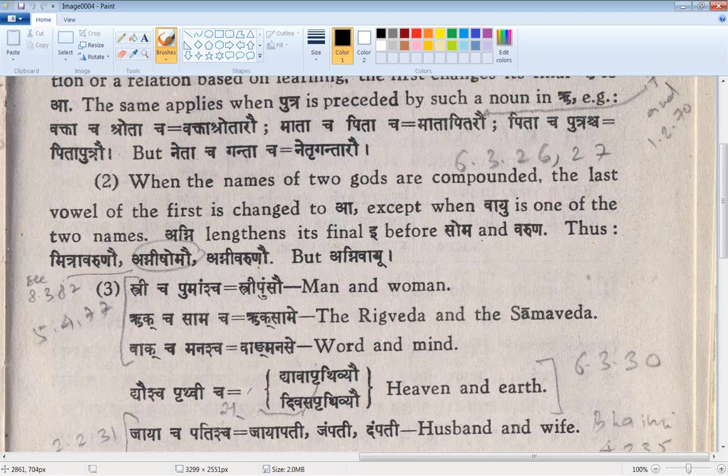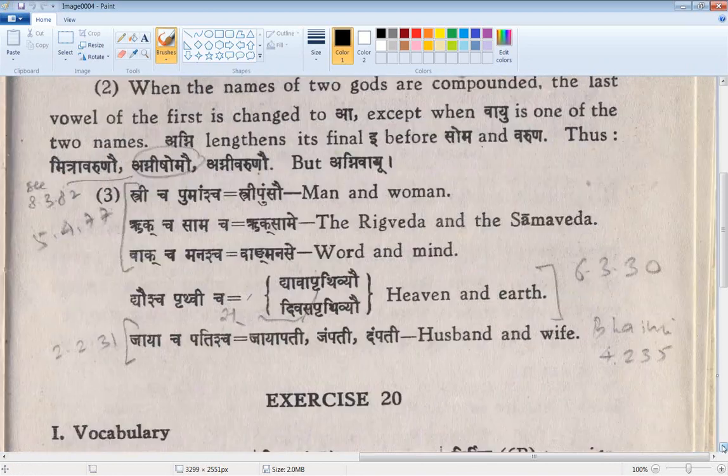So he says except Vayu. That's what I just told you, that Agni Shomau, Agni Varunau are going to be in 6.3.27, and then these next three: Stri Pumsau, Ruksame, Vang Manase. If any of you chant the Shiva Mahimna Stotram, the very first line: Atita Panthanam, Tavacha Mahima, Vang Manasayo.